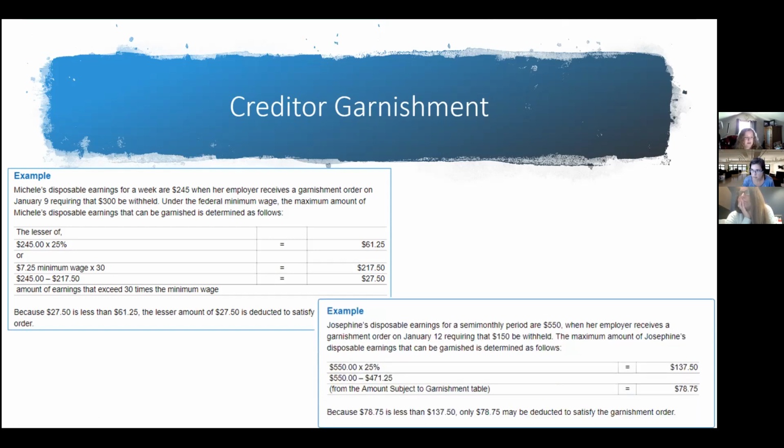Another quick example: Josephine's disposable earnings for the semi-monthly period are $550 when her employer receives a garnishment order on January 12th, requiring $150 be withheld. The maximum amount of Josephine's disposable earnings that can be garnished is as follows. If we look at 25% of the $550, we get $137.50. On the other hand, if we look at $550 minus $471.25, which is the amount subject to garnishment under the garnishment table that'll be on the chart or on the income withholding order, then you have to take the lesser of the two. So $78.75 must be deducted.